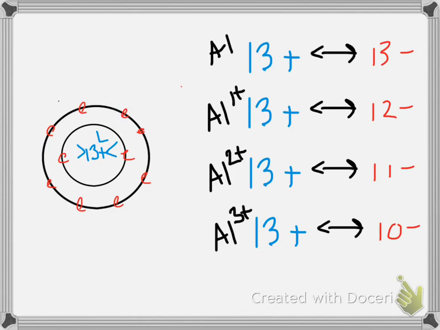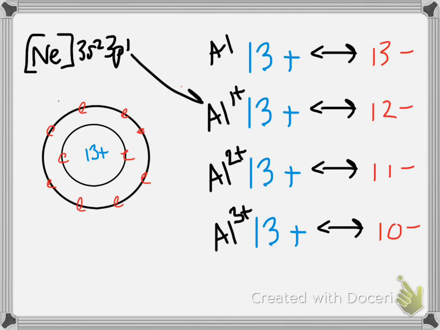Well, it might help if we drew the noble gas notation for aluminum. So what noble gas would you use in the notation for aluminum? Neon. So aluminum, before taking off any electrons, was Ne 3s2 3p1.